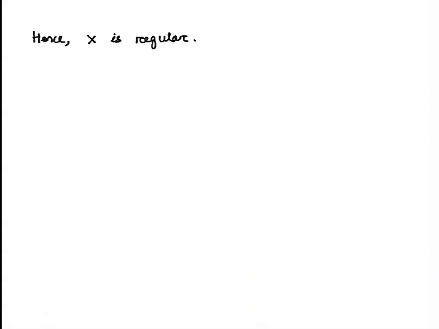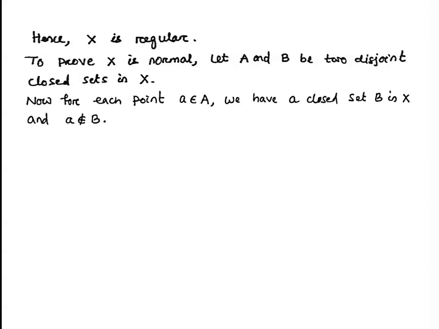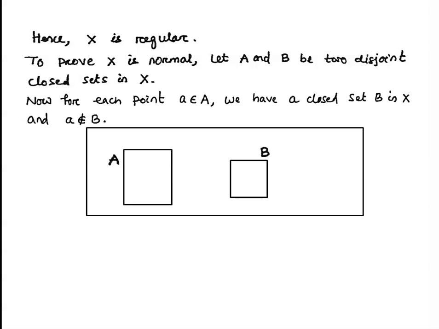Now we have to prove that the space X is normal. To prove X is normal, let us take two disjoint closed sets in X. Let A and B be two disjoint closed sets in X. Now for each point a in A, here we have the topological space X and the two disjoint closed sets A and B, a point a and a closed set B.